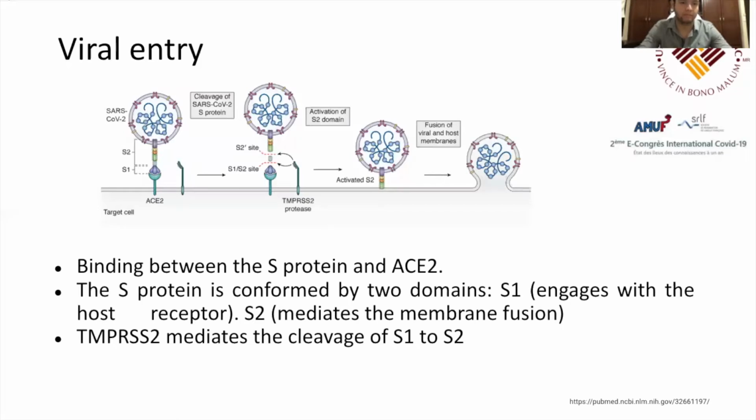On the other hand, the virus has the spike protein, which is conformed by three subunits, each one with three domains, S1 and S2. S1 engages with the host receptor, and S2 mediates the membrane fusion and the viral entry. For the viral entry, the participation of the transmembrane protease serine 2 is necessary. This protease mediates the cleavage of S1 to S2. Then the viral entry happens.